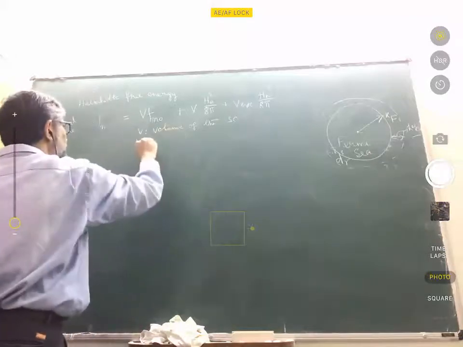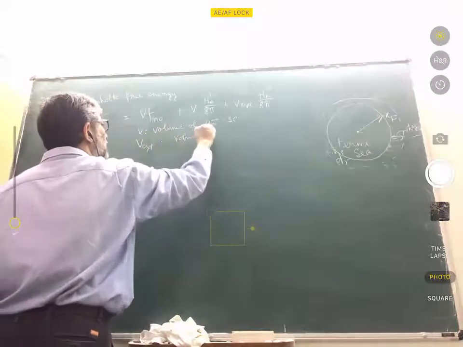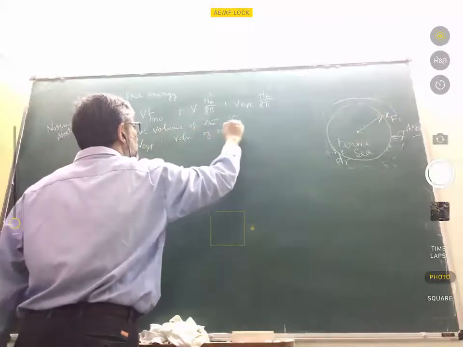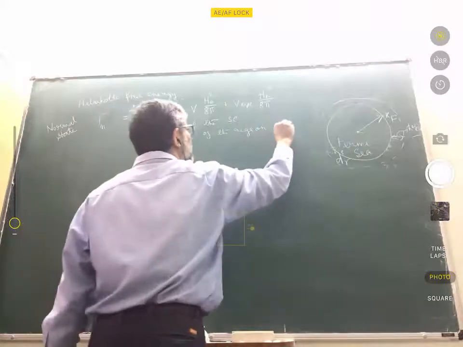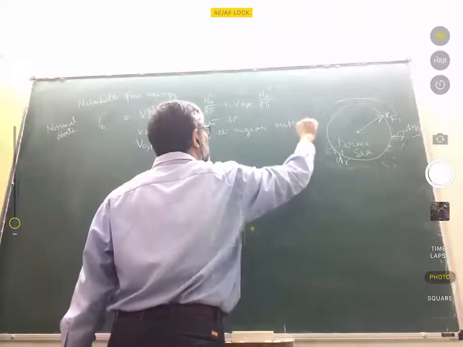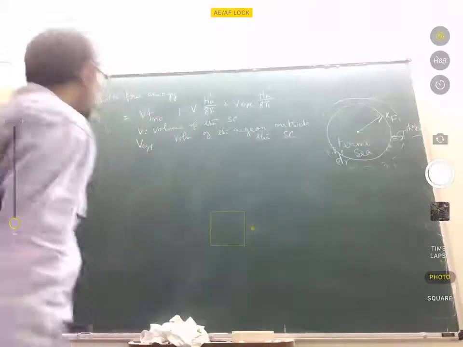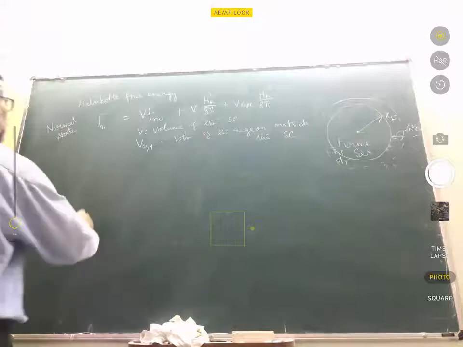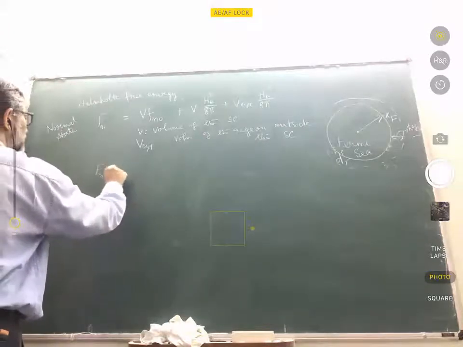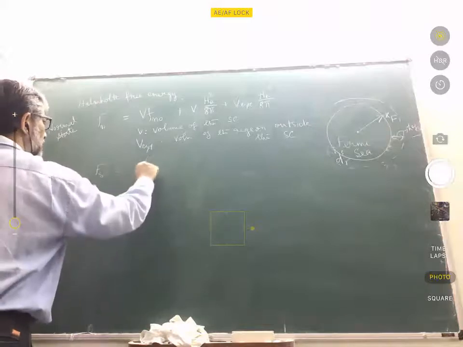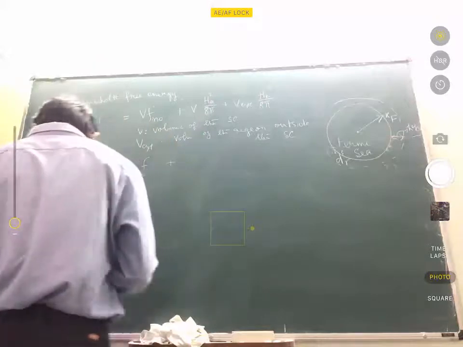And this V external is the volume of the region outside the superconductor. So that's the free energy in the normal state, and in the superconducting state, there is no field inside the superconductor.